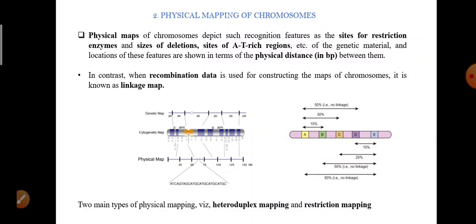Okay. So the physical map of a chromosome depicts recognition features such as sites for restriction enzymes, size of deletions, sites for AT-rich regions, etc. There are two main types of physical mapping. Firstly, heteroduplex mapping, and second is restriction mapping. We will see them one by one.